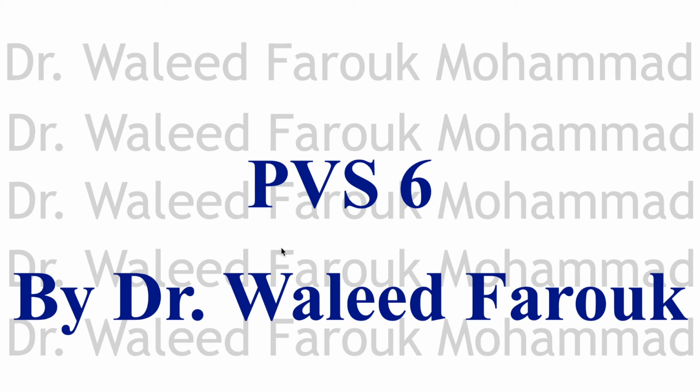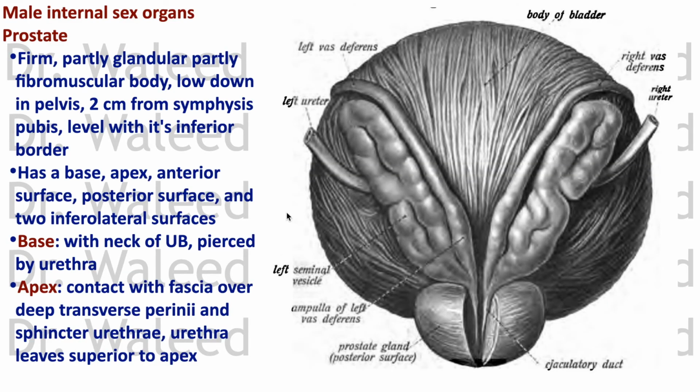Today we'll be talking about the male internal sex organs, so let's begin. The male internal sex organs are the prostate, the seminal vesicles, the vas deferens. These are the internal sex organs of the male. Today in this lecture we'll be studying the prostate.